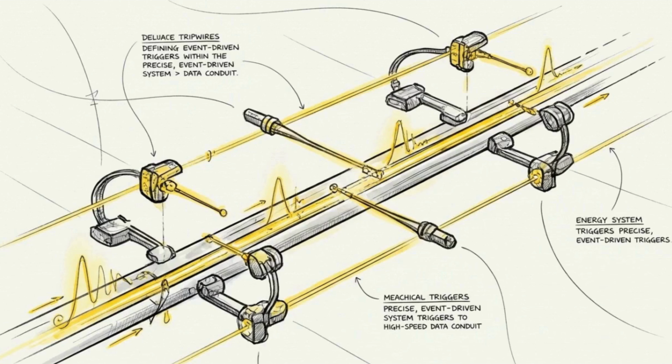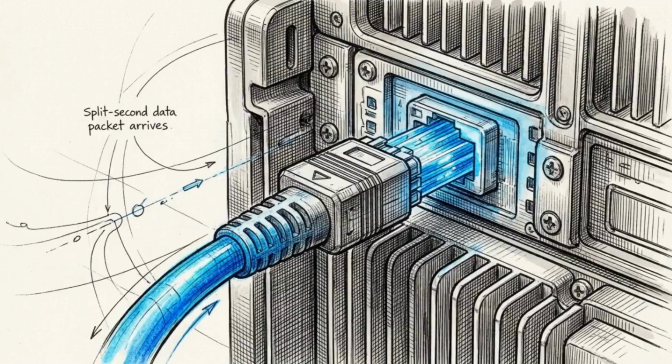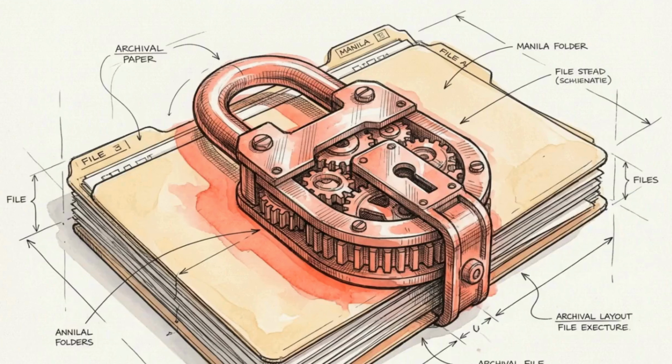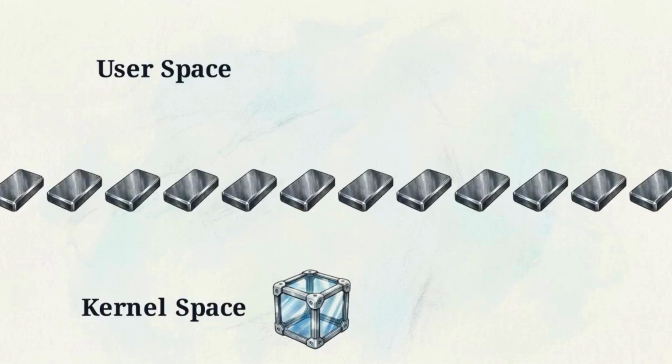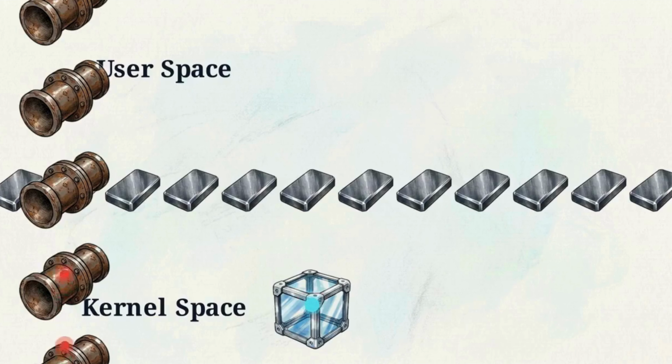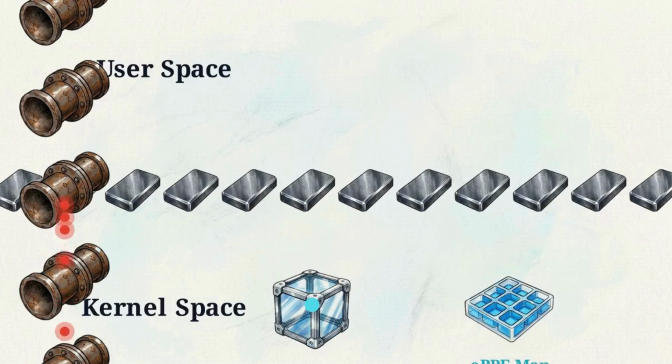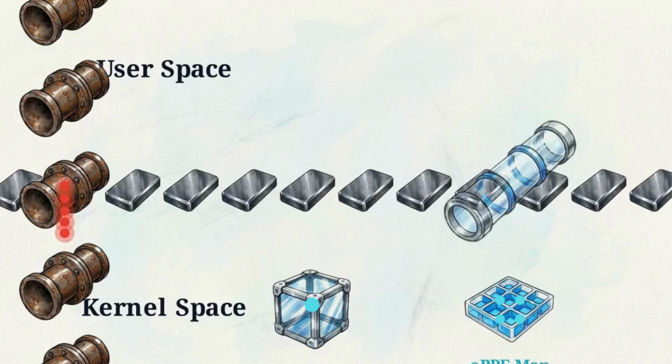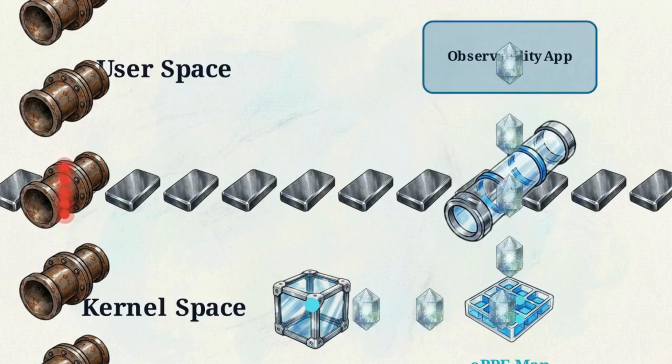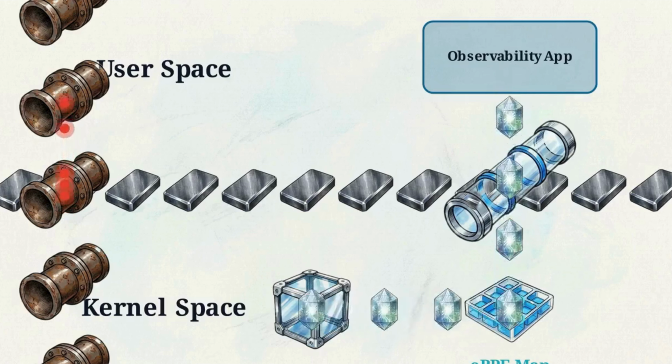Once verified, the code is attached to hooks, specific event-driven tripwires scattered throughout the kernel. You can trigger an eBPF program the exact millisecond a network packet arrives at the server, or the moment a specific user attempts to open a secure file. To share what it finds, the eBPF program uses maps, shared real-time data structures. Instead of clogging up the system with constant request and response traffic, these maps stream data directly from the kernel sandbox back up to user space.